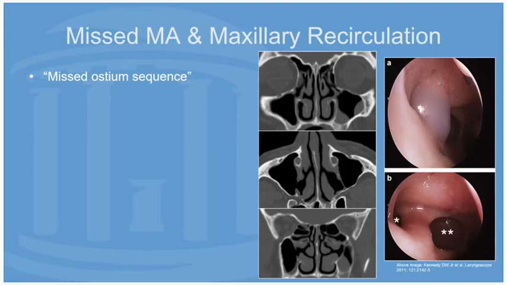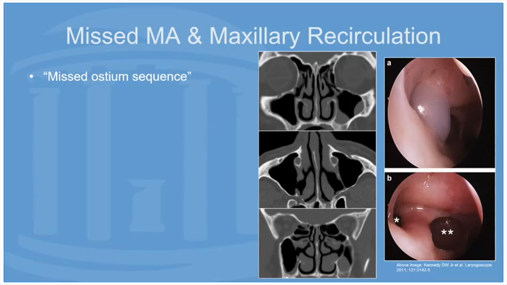incomplete FESS. The first of these that we'll cover is an entity that is well recognized by sinus surgeons and has been referred to as a missed maxillary antrostomy or missed ostium sequence. This occurs if the surgeon inadvertently creates their antrostomy in the wrong location without incorporating the natural ostium, or if they perform an antrostomy in the correct location but fail to incorporate any pre-existing accessory ostia into it.